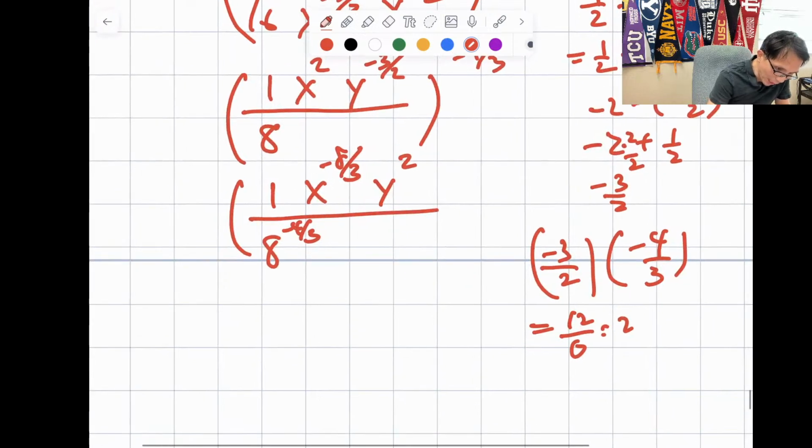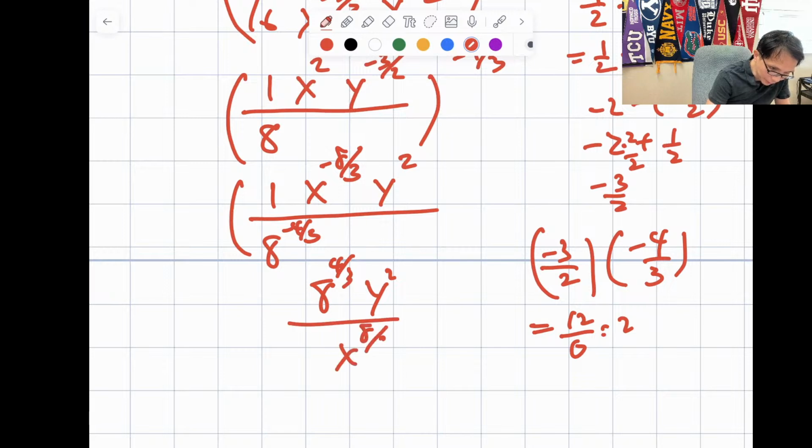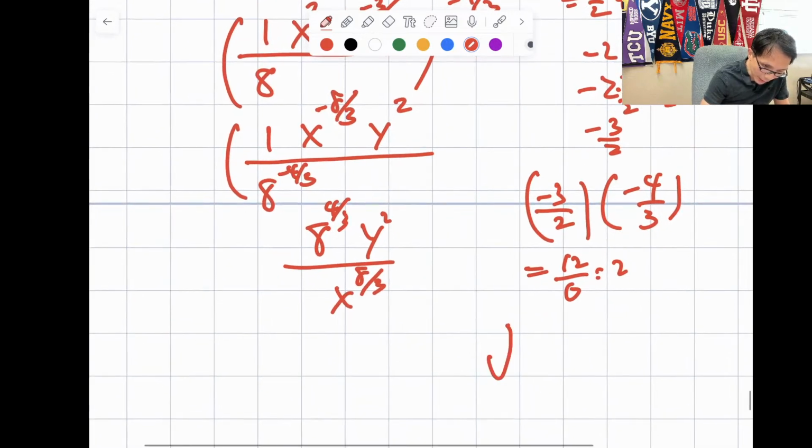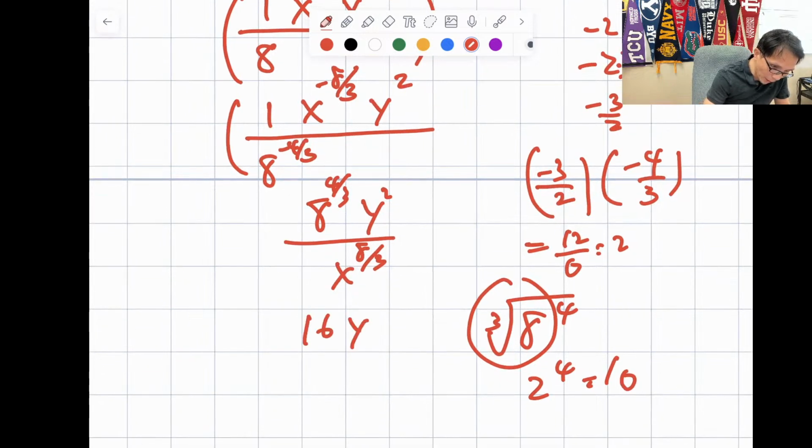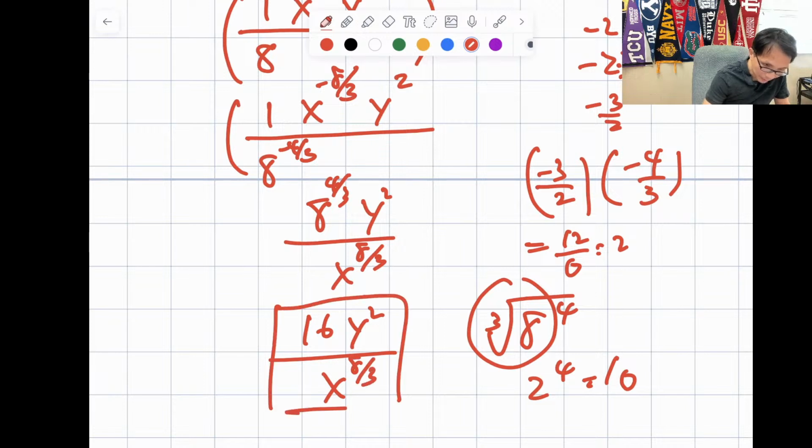Now I just switch sides. y to the 2nd, 8 to the 4/3, x to the 8 over 3. I just need to figure out what 8 to the 4/3 is. This one's going to give you 2 to the 4, that's equal to 16. So it'll be 16 y to the 2nd over x to the 8 over 3. And that's the answer I got. Let me know if you have any questions.